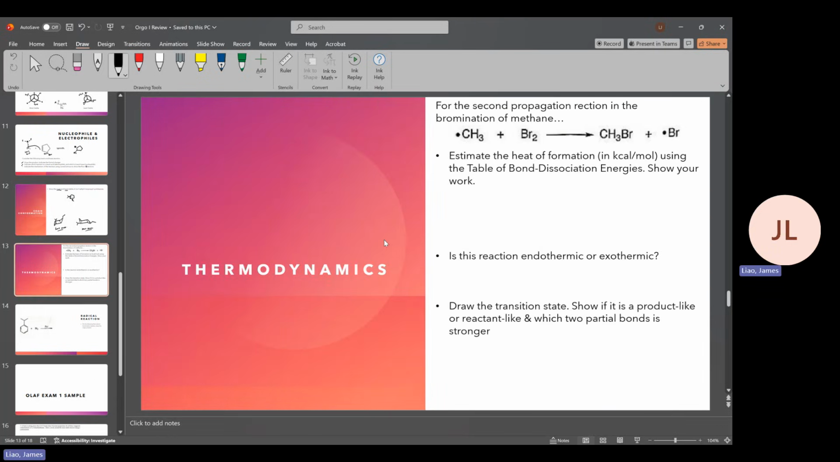The next quadrant is talking about thermodynamics. So thermodynamics is all about the energy of bonds. This is all the stuff that involves breaking bonds and forming bonds, that's increasing and that's going to decrease the bonds. That's what it's talking about. So what's described here is the second propagation reaction in the bromination of methane.